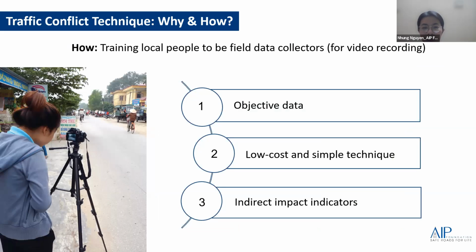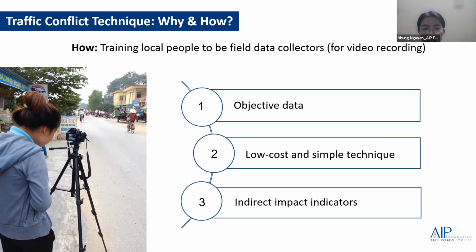As the guide was piloted in 3 different provinces in 3 different geographical regions in Vietnam, the north, the center, and the south, we decided to recruit local people and train them to become our field data collectors, so that they can help us do the video recording at the schools. The field data collectors went to the school to record the videos for 5 consecutive days, from Monday to Friday, and then they sent the video back to AIP Foundation for analysis.